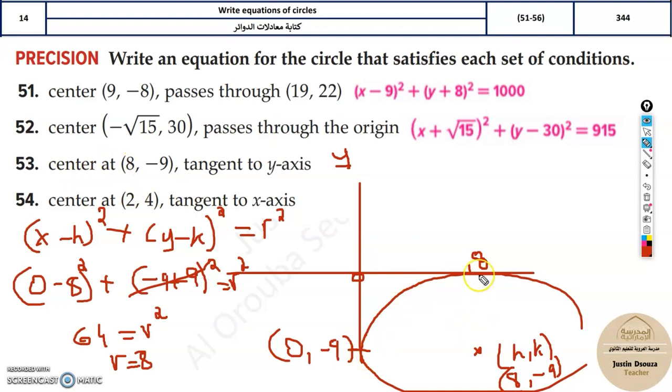See, this is the tangent, right? This is the center. This is the tangent. How much is the radius from the center to this point? The x value. That is the answer, 8. So this is the thing.